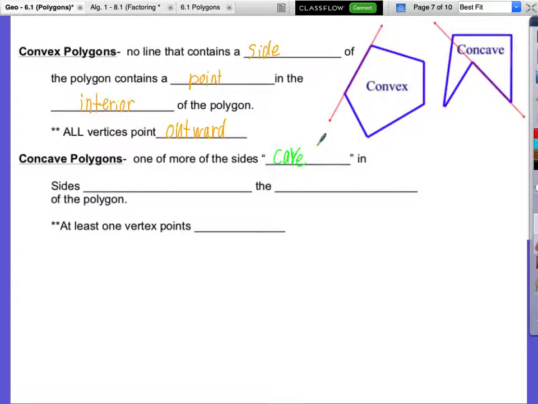Okay, so in concave polygons, one or more of the sides cave in. So here, in this concave polygon, do you guys see how this side of the polygon, or these two sides, cave toward the inside? They go inside toward the shape. Yeah. Okay. Kaylee, why is there only one side that caves in, and not two? What kind of shape is it?